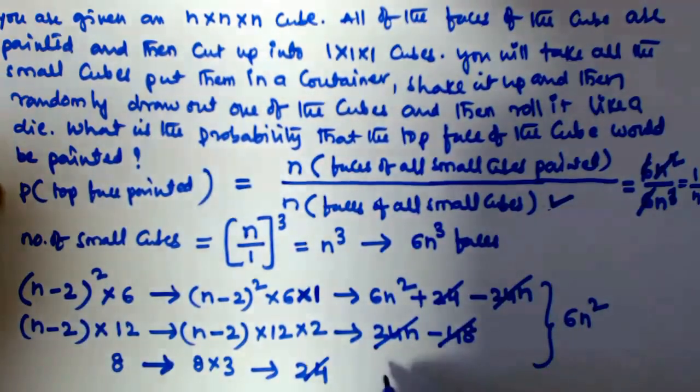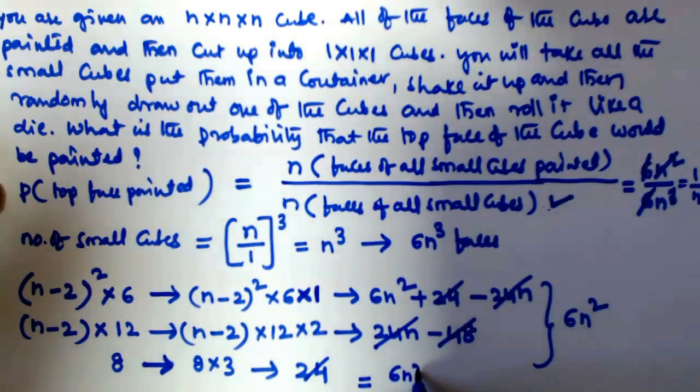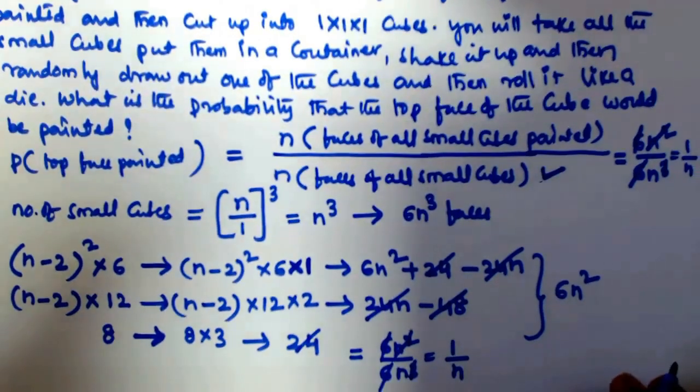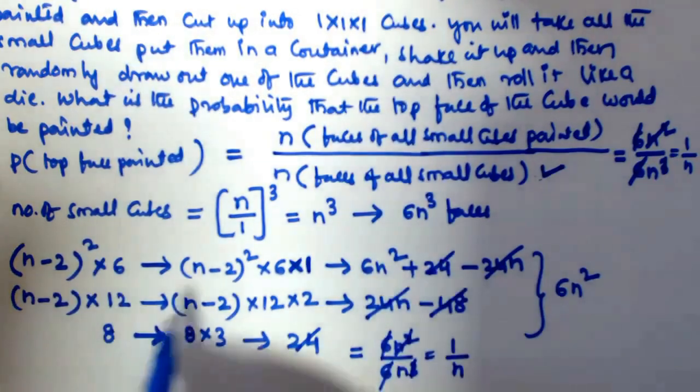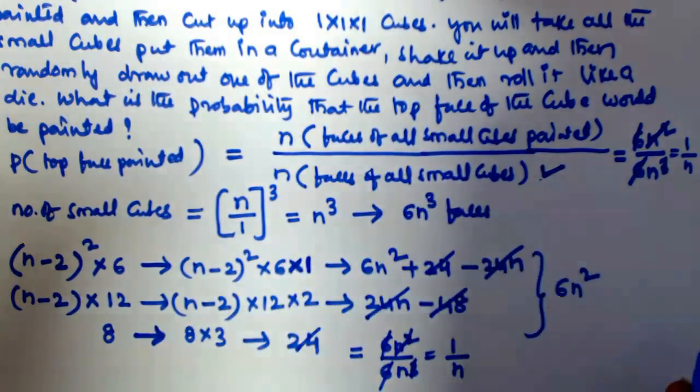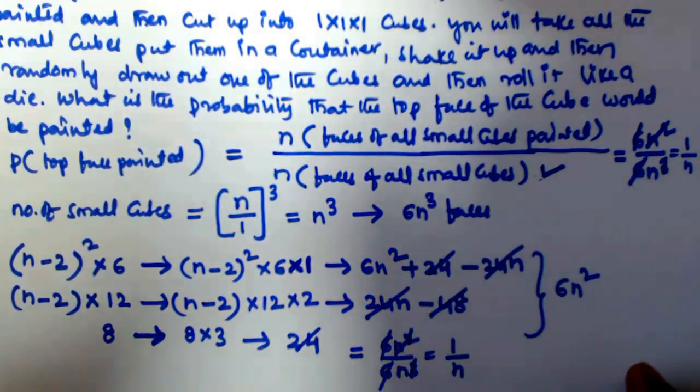So that means 1 by n, we'll write here clearly, is 6n square by 6n cube, and 6 is cancelled. This n square is cancelled with this one, so we are left with 1 by n. This 1 by n will give the probability that the top face of the cube is painted.